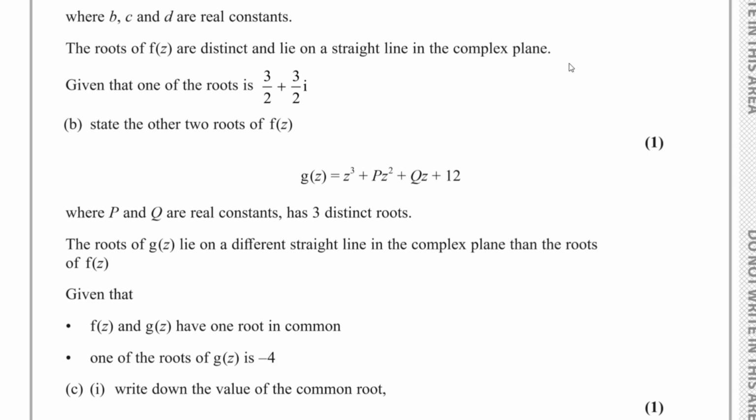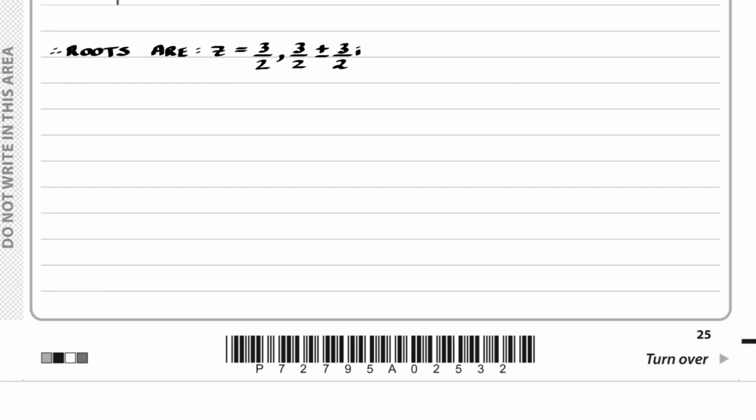G of z is equal to z cubed plus pz squared plus qz plus 12, where p and q are real constants and has 3 distinct roots. The roots of g of z lie on a different straight line in the complex plane than the roots of f of z, and given that f of z and g of z have one root in common, and one of the roots of g of z is minus 4, for the first part of part C we have to write down the value of the common root.